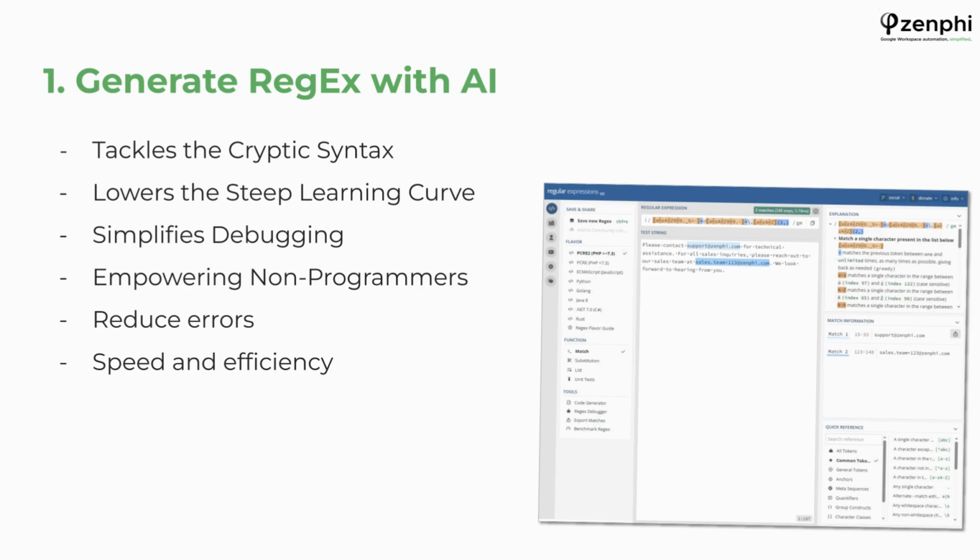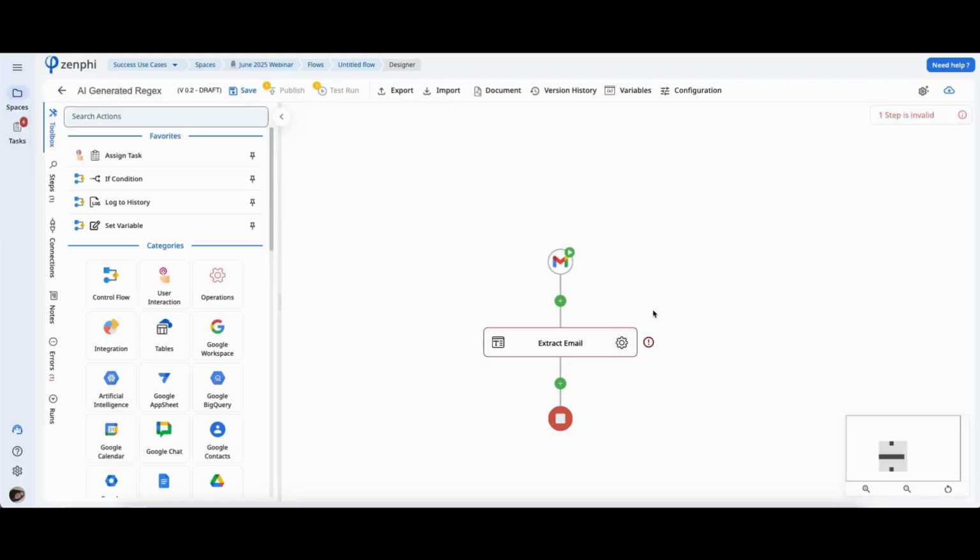Now, typically, users use a tool like, for example, Regex 101 to generate these expressions, but with the help of AI, you're able to reduce the errors and lower the steep learning curve that comes with implementing regex. This, in the end, is going to speed things up and make it more efficient, while also providing all of the benefits that come with using a tool as powerful as regex. Let me show you how it works.